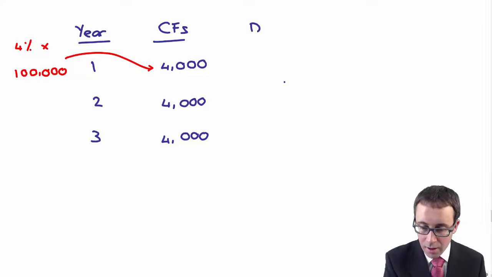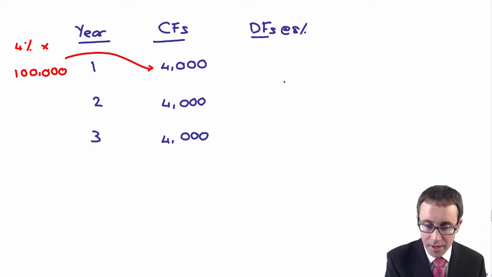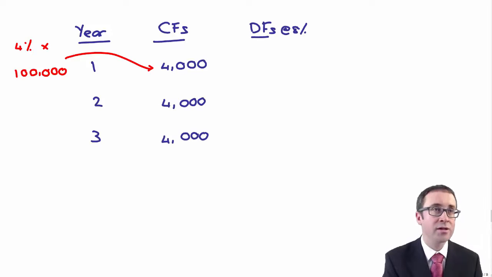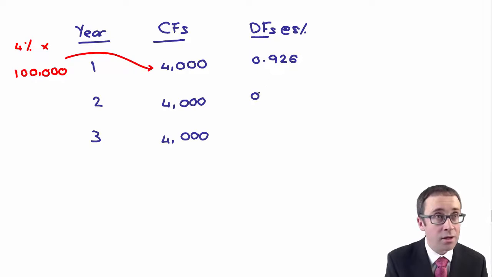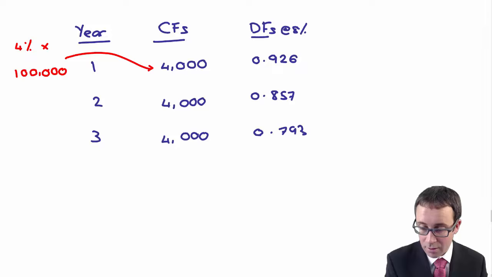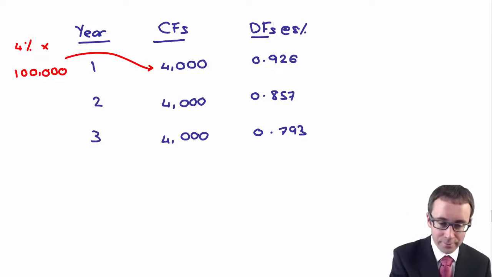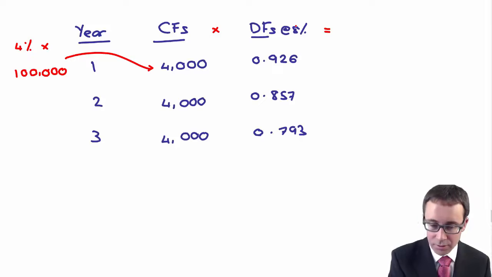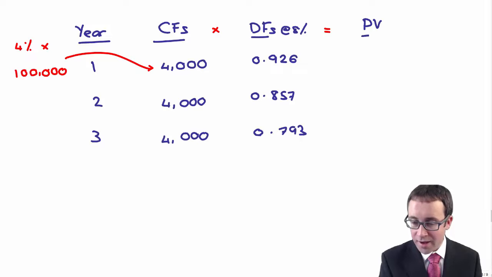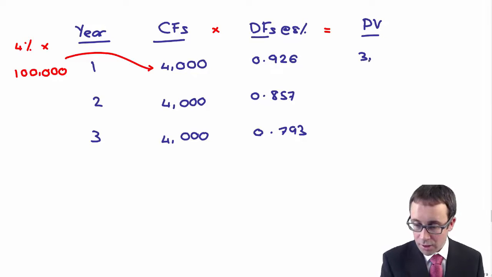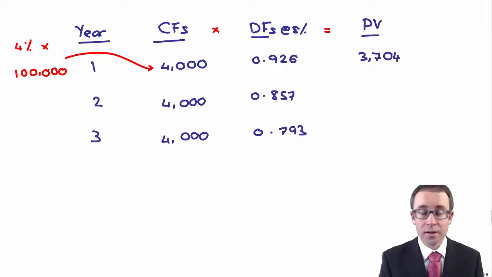Okay. Our discount factors are going to be based upon, is it 8%? And the figures that you've got, hopefully, from the question are 0.926, 0.857, and 0.793. Okay. If ever you're stuck within the exam, just use the discount factors for the higher rate. That goes through there and gives you your present value when you multiply across. So is that 3704?